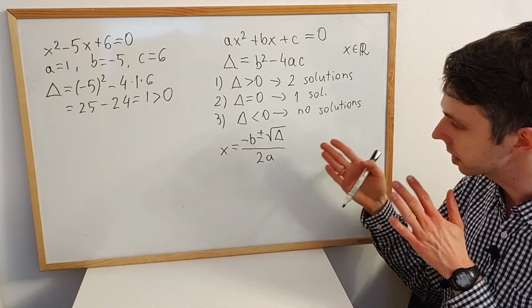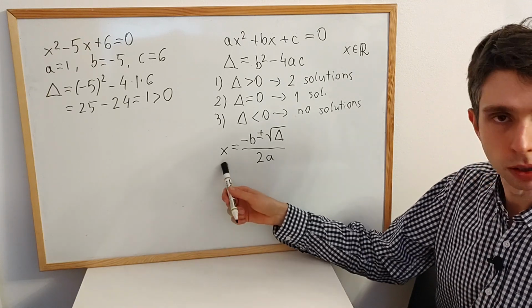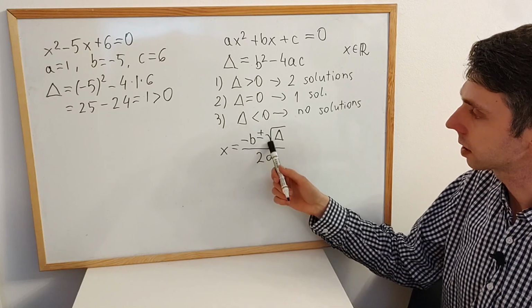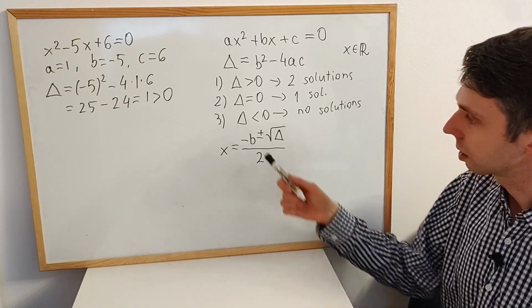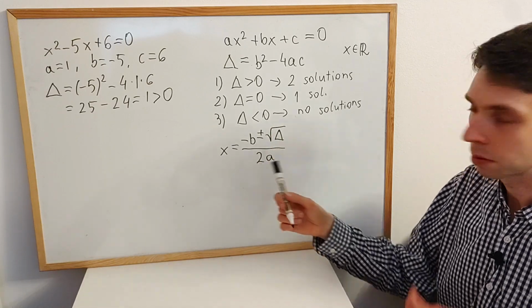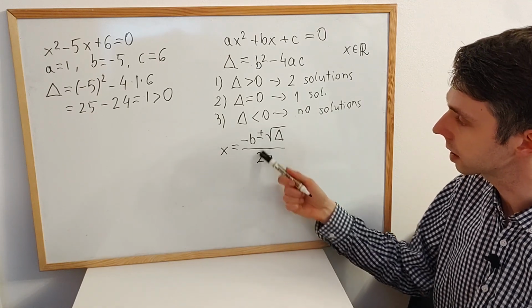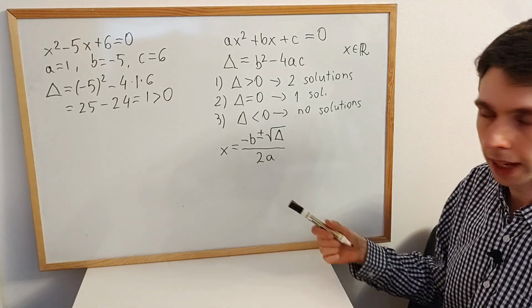And here is a recipe for how to find these solutions. The solution x is minus b plus or minus the square root of delta, divided by 2a. So we have two solutions. In the first solution you use the minus sign here. For the second solution you take plus here.